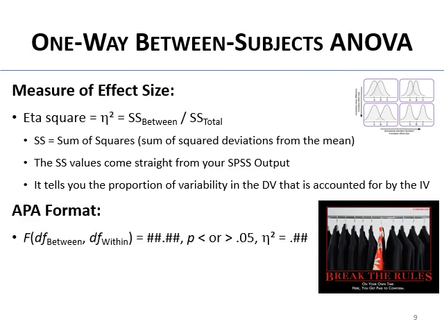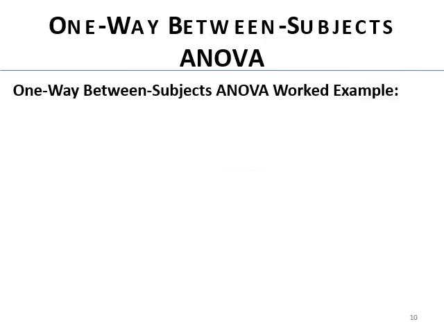So this is the general form: an F with the degrees of freedom between, comma, degrees of freedom within, is equal to the actual ANOVA F value to 2 decimal places. Then you'll do the usual p less than or greater than 0.05, and then eta squared is calculated as shown above using that formula. So everything but eta squared comes straight from your SPSS output. All right, that is the background.